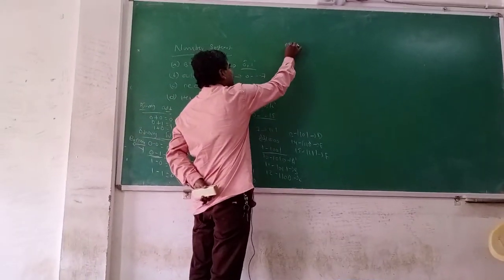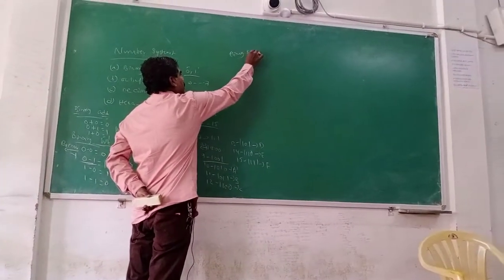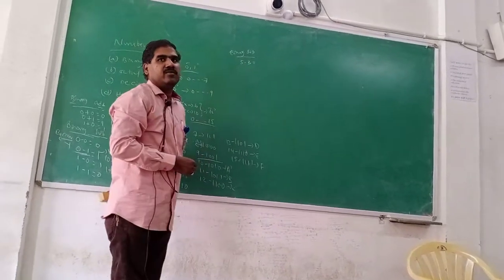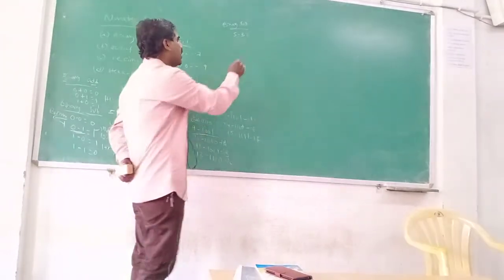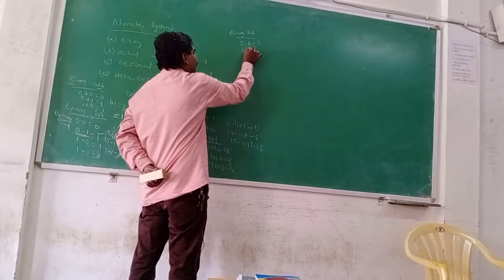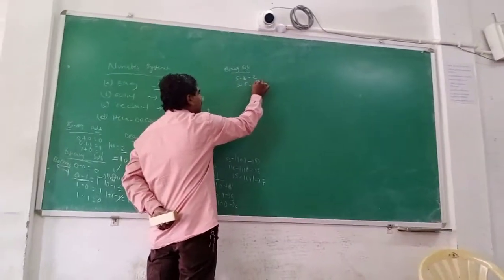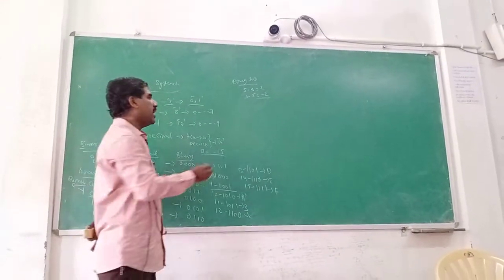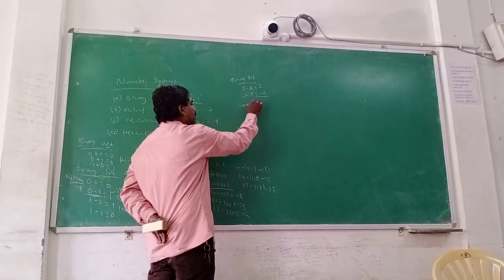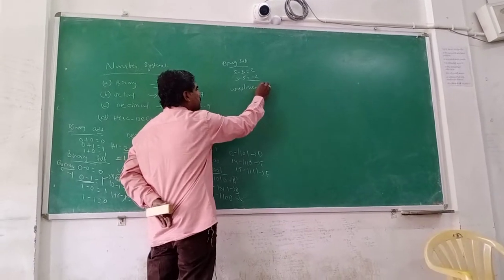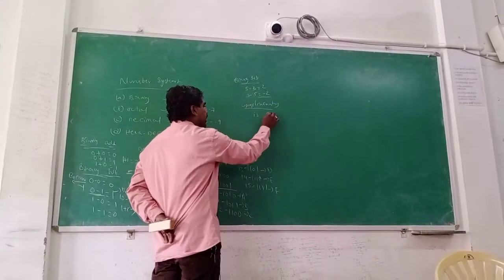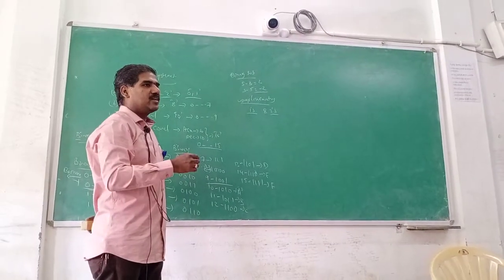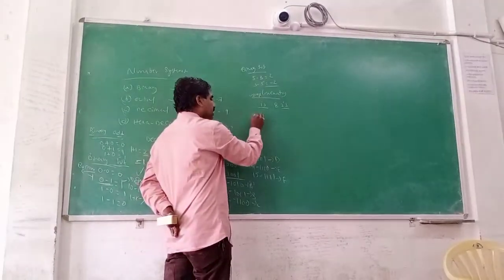In binary subtraction, when subtracting a lower number from a higher number, the result is positive. Subtracting a higher number from a lower number, we are getting a negative number. In order to avoid negative numbers, we are having complementary methods. Complementary methods are of two types: one's complement and two's complement.